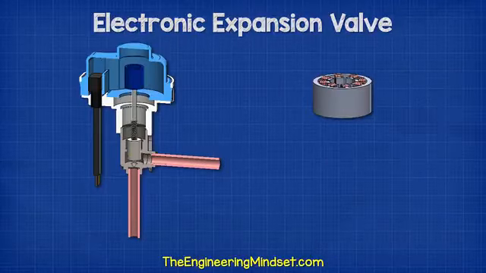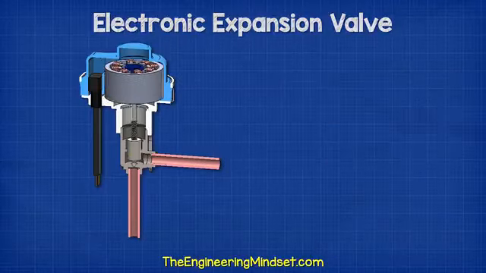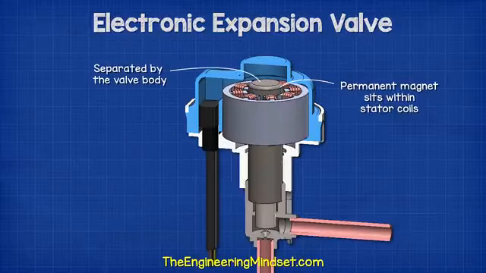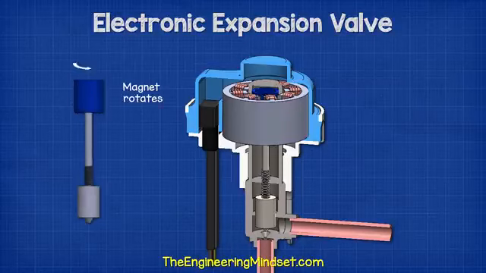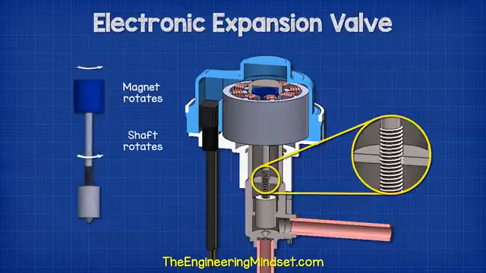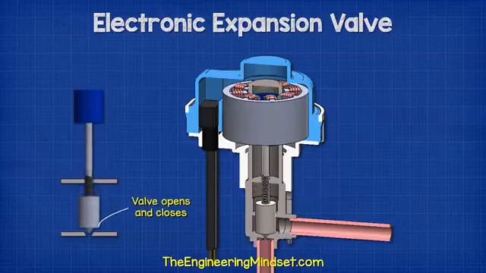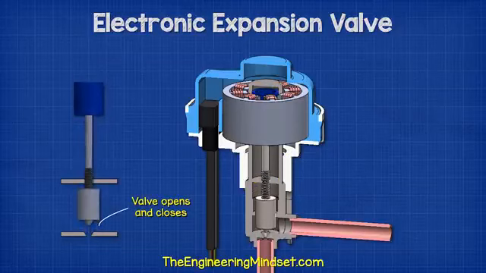The permanent magnet and shaft will sit concentrically within the stator. These are separated by the valve body. The permanent magnet rotates, which causes the shaft to also rotate. The threaded section of the shaft sits within the threaded section of the shaft holder. So, as it rotates, it causes the shaft to move up and down, which opens and closes the valve.